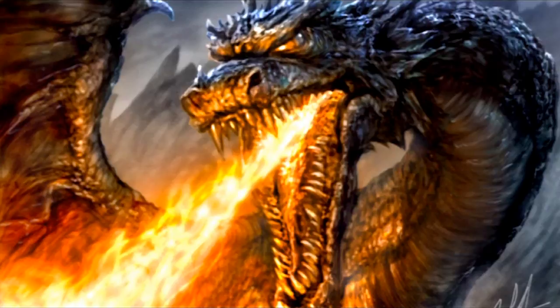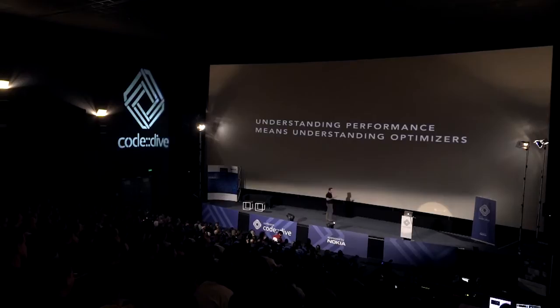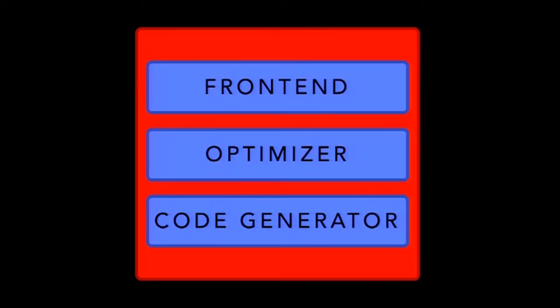Okay, so we need to kind of understand these optimizers in order to really understand performance. So my suggestion is that we actually dive through compilers and figure out how they work. And we actually understand the piece of software that's going to be transforming your code. So first off, what parts of the compiler do we want to talk about today? So there are three kind of huge pieces of the compiler we can point at. We have the front end at the top. At the bottom, we have the code generator, which is actually responsible for producing executable code. And then in the middle, we have this optimizer. It's this kind of weird thing.